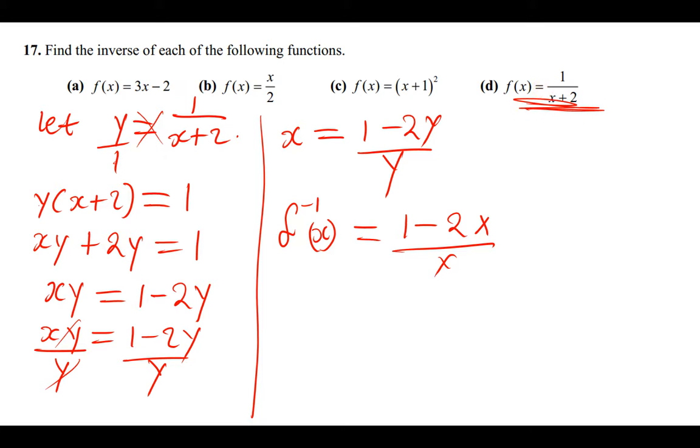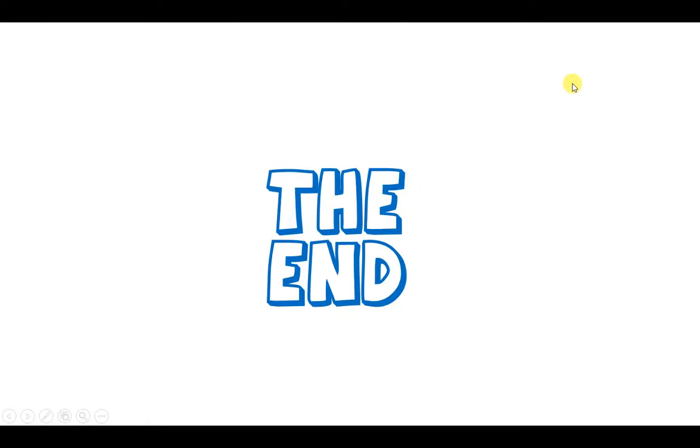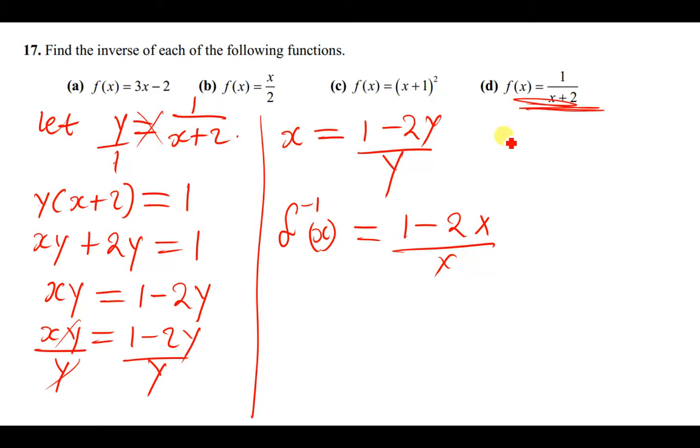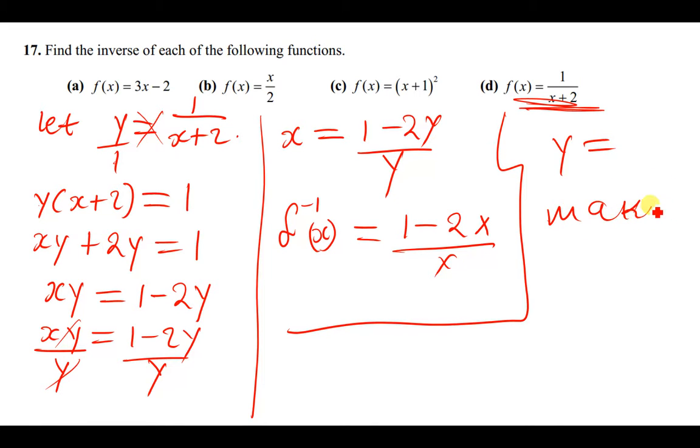So the few steps that you have to follow when finding the inverse are: the first step is you equate the given equation to y, and then the second step is to make x the subject of the formula. Then the last step is you change y to x, and while there's x you put f inverse of x.